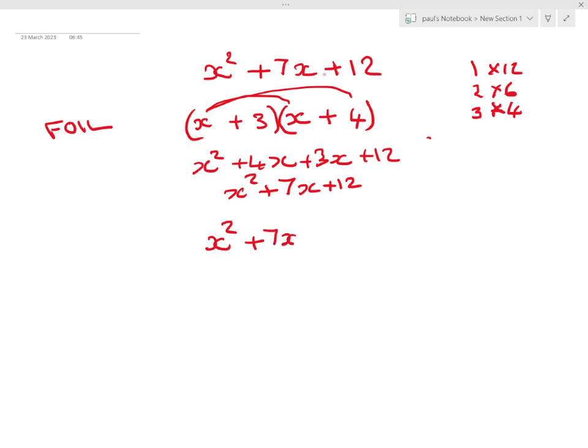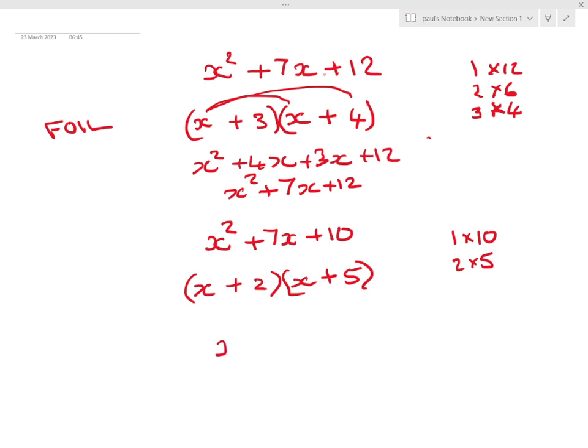What should we do? x squared plus 7x plus 10 this time. So we find factors of 10 that add to make 7. So we've got x, and 10 is 1 times 10 or 2 times 5. So 2 and 5 make 7, so it's going to be 2 and 5 in there. That's it. Now x squared plus 9x plus 20.